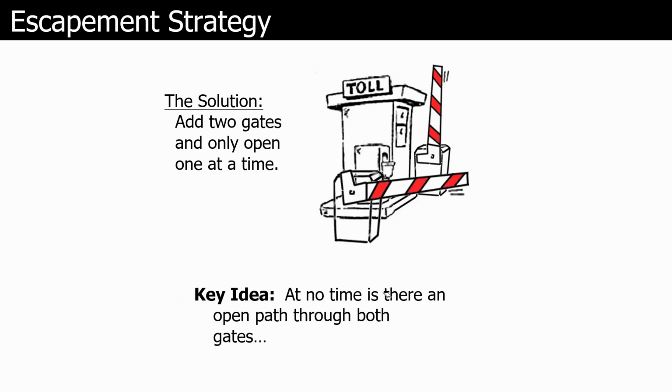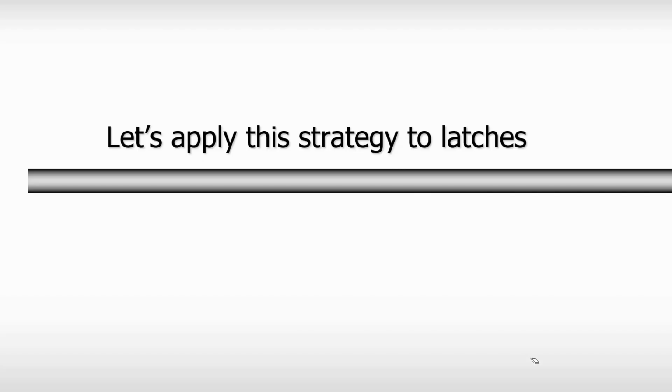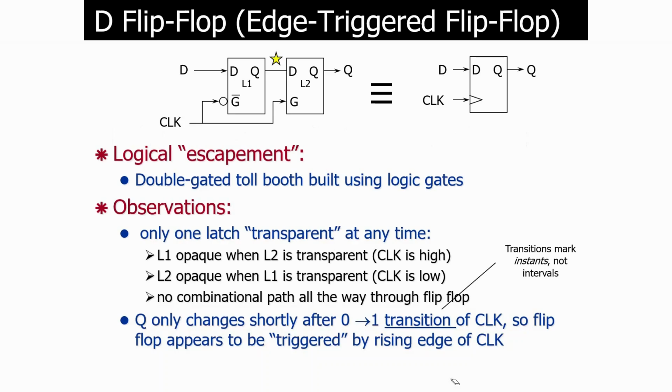The idea here is that at no time is there an open path between both gates, and we're going to apply the strategy to latches. What this is called is a flip-flop, and what a flip-flop is we have this latch here. Note that this is a negative latch because you have this inverter coming in for the gate, and we have a positive latch here. And note that the output of the original negative latch is going to be your input for the positive latch.